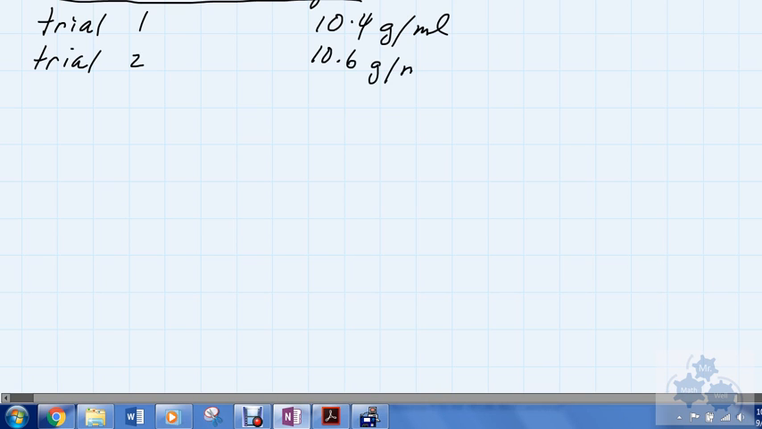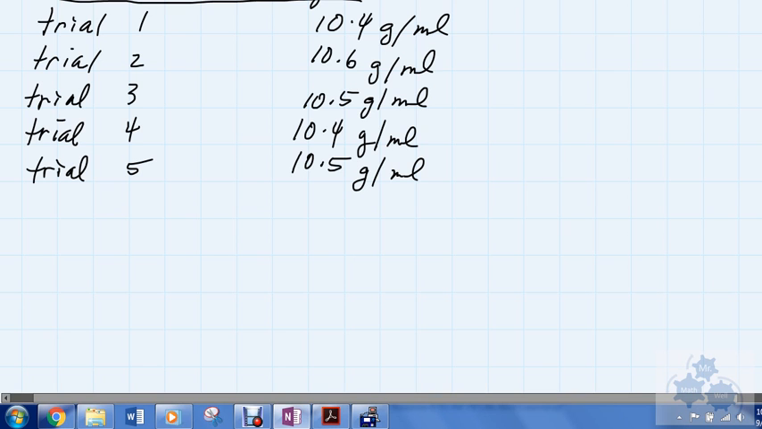Well, thank you. Okay, so write this down. You are taking measurements. Trial number 1 is 10.4 grams per milliliter. And trial number 2 is 10.6 grams per milliliter.